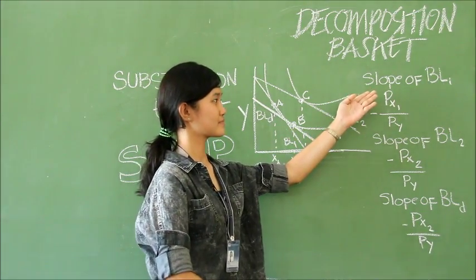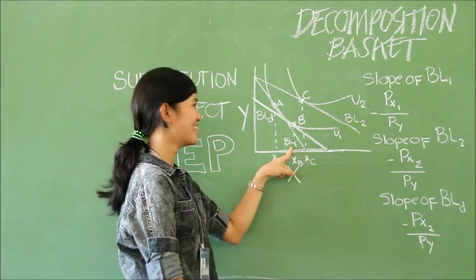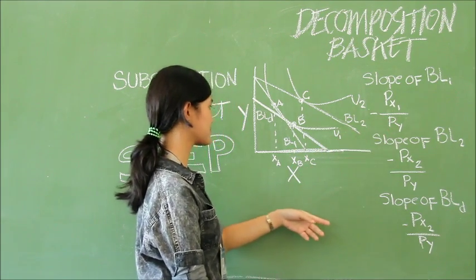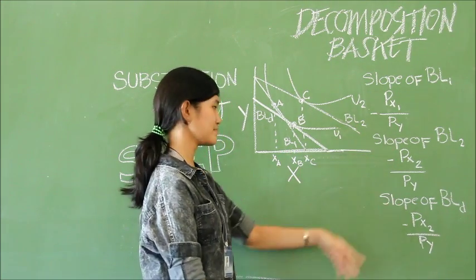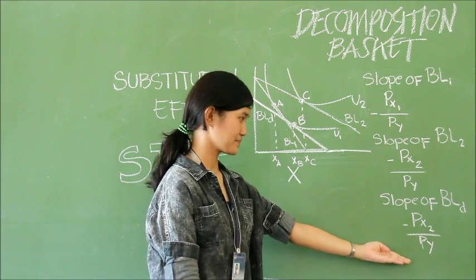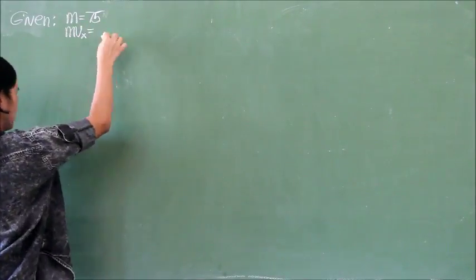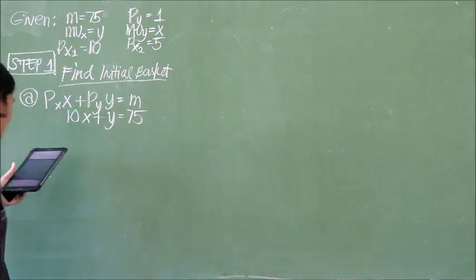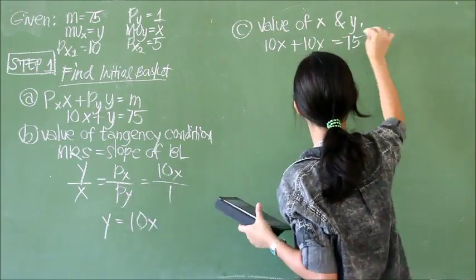The slope of the first budget line is negative P sub 1 over PY. The formula for the slope of the second budget line is negative P sub 2 over PY. Finally, the slope of the decomposition basket is also negative P sub 2 over PY. Having said those, we are now going to solve a problem and apply what we have just learned about substitution. We are going to apply the 3 steps: finding the initial basket, final basket, and decomposition basket.